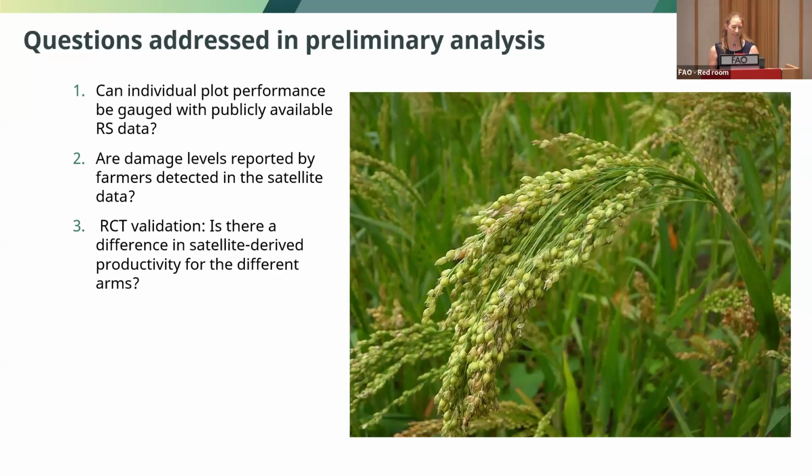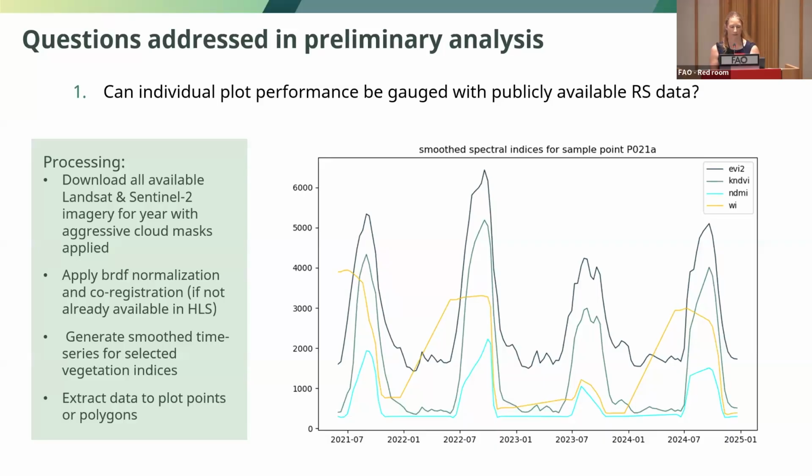So the questions of the preliminary analysis are whether individual plot performance can be gauged with a simple index, and whether the levels of damage reported by the farmers are detected in the satellite data. And then also a basic RCT validation of whether there's a difference in the arms. So regarding the first point, we see that there is great potential to gauge the performance of a field with publicly available data. I'm not really going to go into the processing pipeline, but it's pretty simple, just using all the Landsat and Sentinel data available.